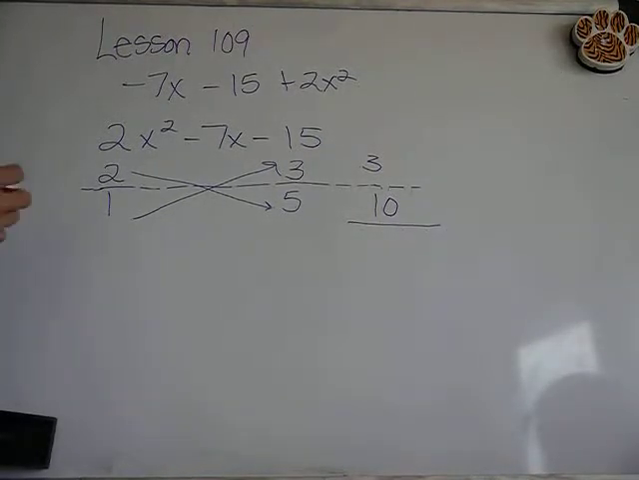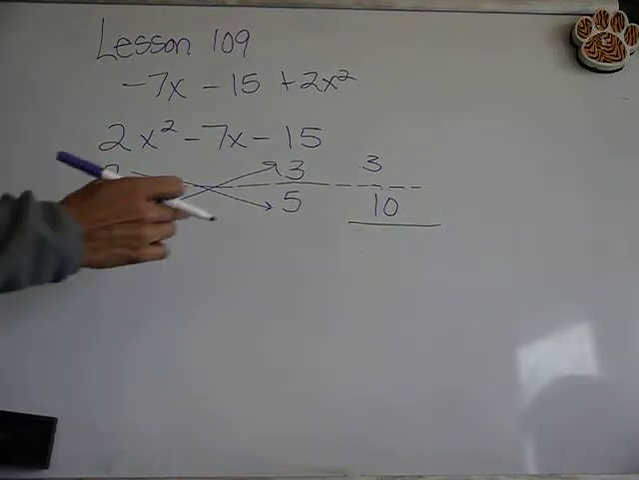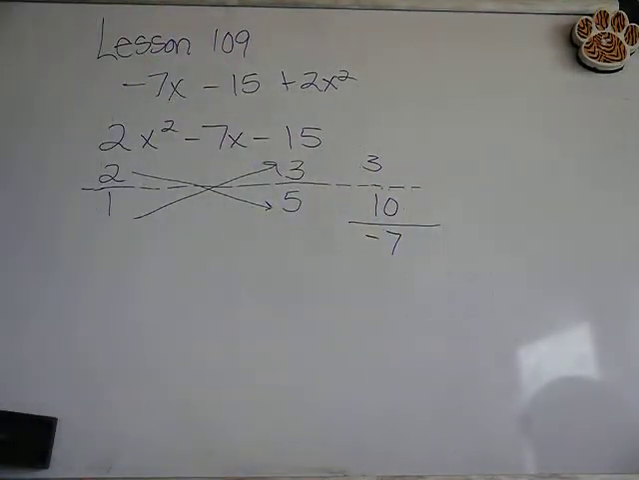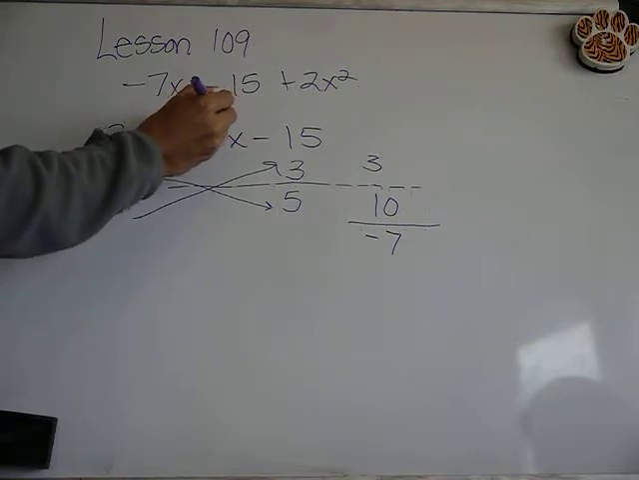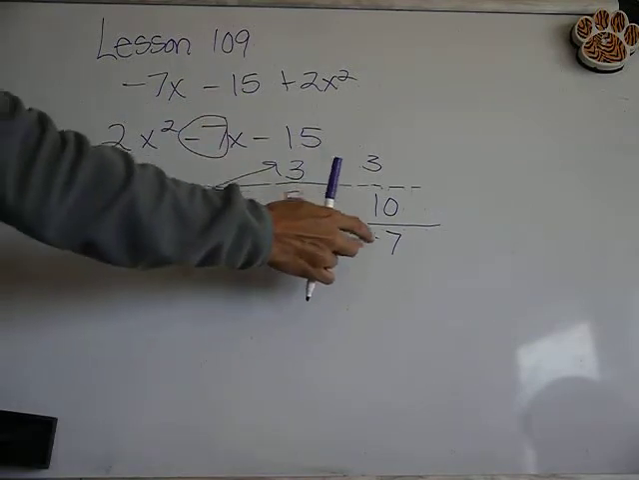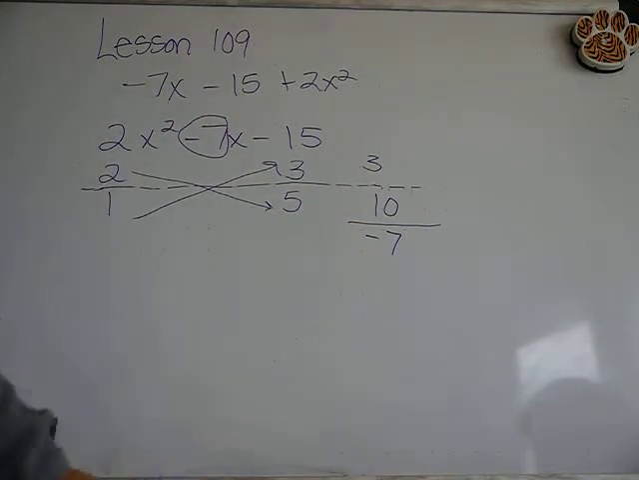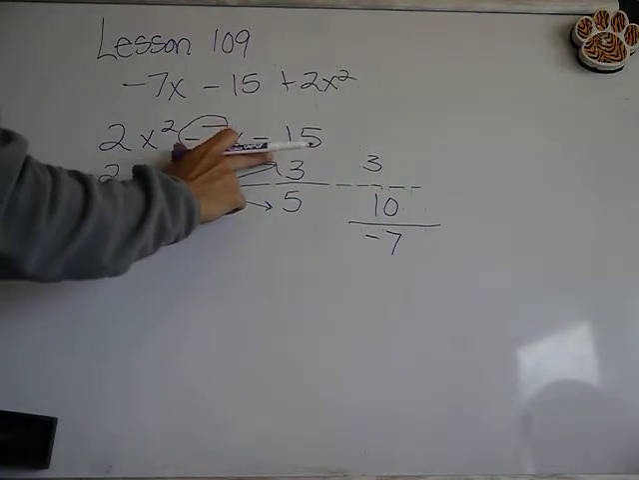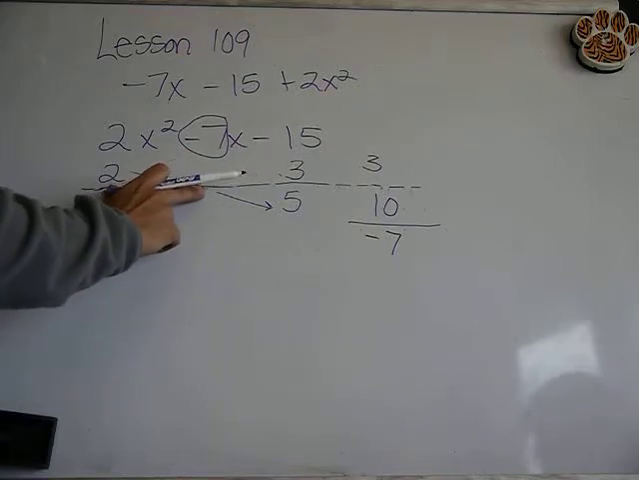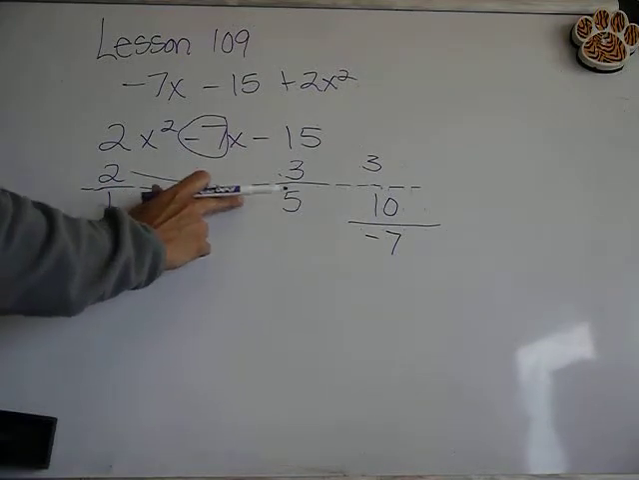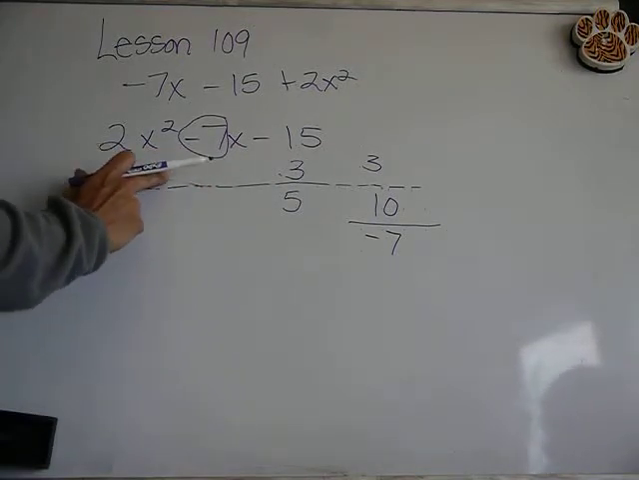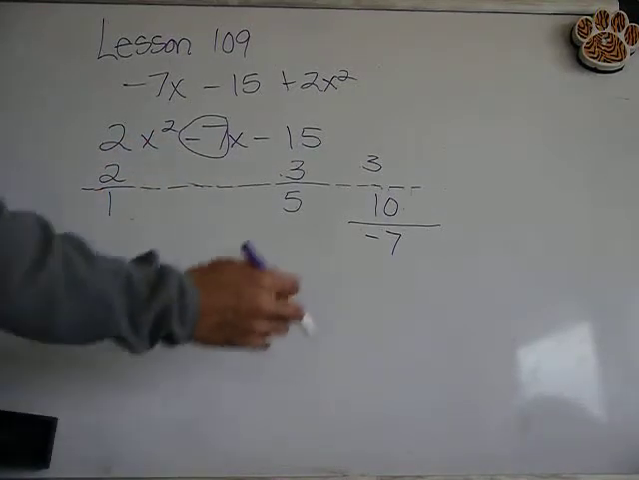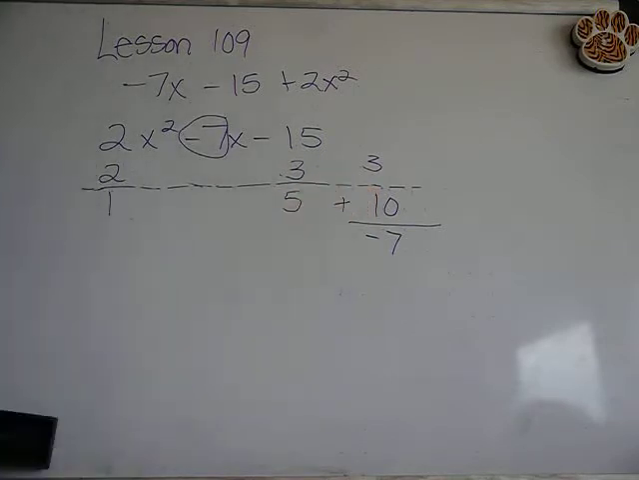And what we want under the 10 is a negative 7. Where did I get negative 7? The center. I want my center number to be right here. So I have to figure out which, or both, or any of those numbers need to be negative. Well, this is an addition problem.